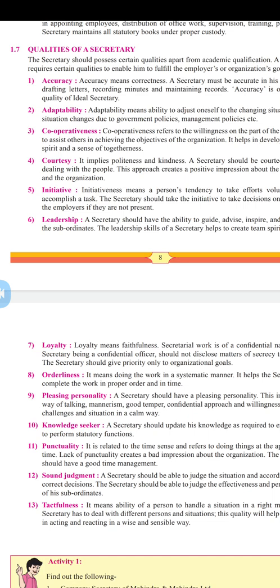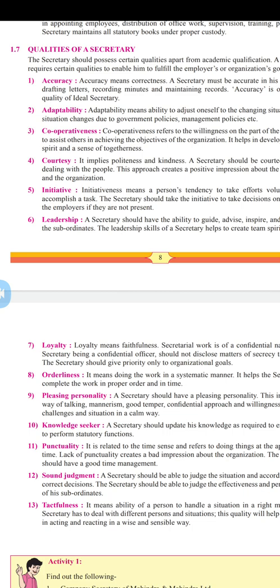Then ninth is pleasing personality. A secretary should have a pleasing personality. It includes his way of talking, mannerisms, calmness in handling a situation, good temper, confident approach, and willingness to accept challenges. This is the pleasing personality. If he has a pleasant personality, then the impact on the organization becomes very good. That's why he should have all these qualities.